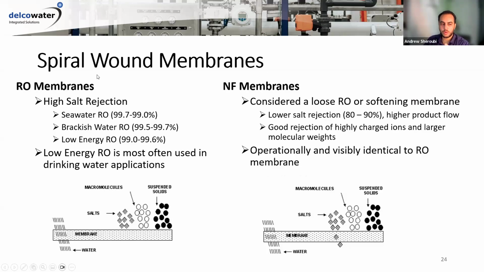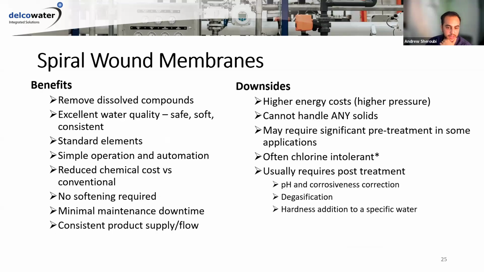But just overall, because the RO removes everything in the water, you get quite pure water that needs some minerals. If you're putting it through a metal pipe, it's going to start taking the metal out of the pipe and corroding it because it's just pure water, versus NF membranes that let some of the stuff through, so the water is more stable. We'll talk about this in a little bit. But overall, you get benefits.